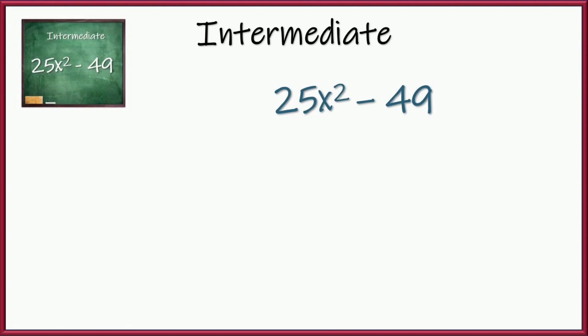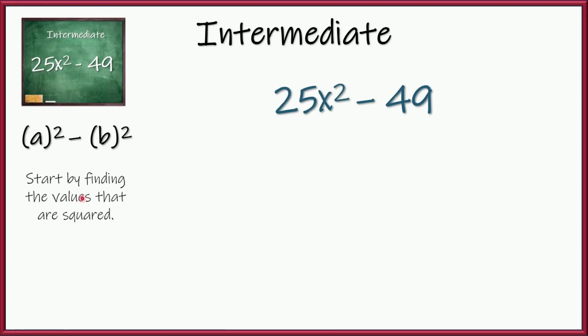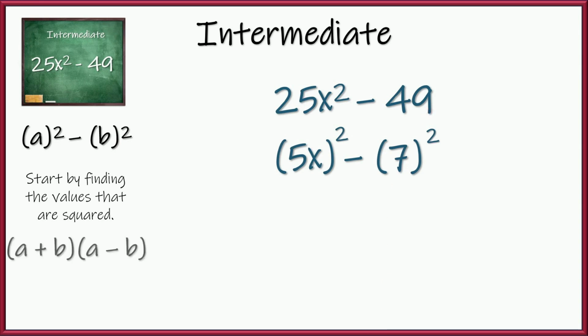What's tricky about this one is actually identifying what a and b are, right? So we're looking for the number that's being squared that goes here, the number that's being squared that goes there, making sure that it's a subtraction, right? Well, what squared is 25x squared? Well, that would be 5x. And of course, 7 squared is 49. So let's go ahead and use our formula right here. A plus b, a minus b.